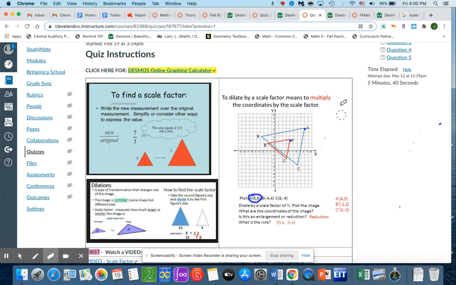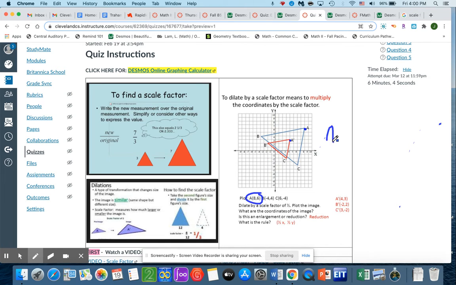How they got the coordinates after dilation, because the scale factor is 1/2 right here. So here's what you do. You just take any coordinate. Like if I take this A right here, and remember that one was over 8 and I went up 6. So that's this guy right here.